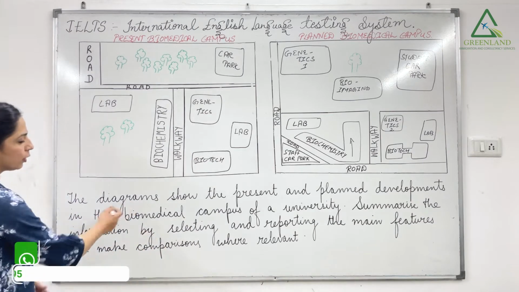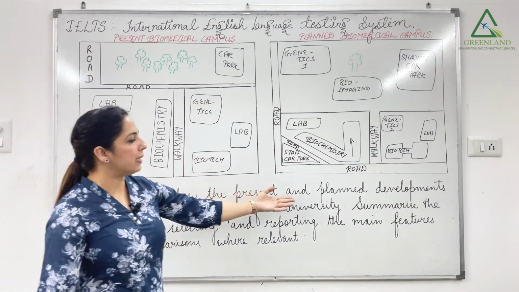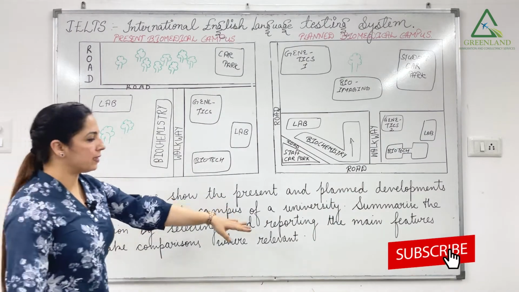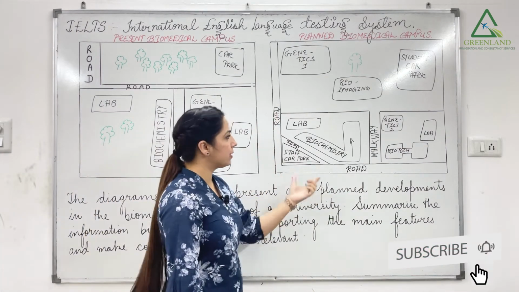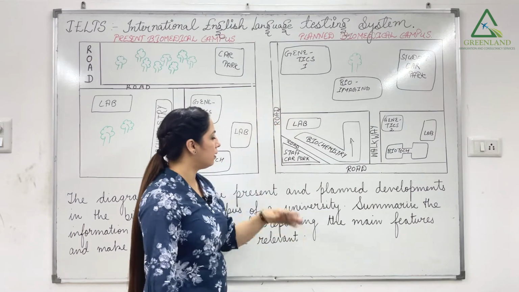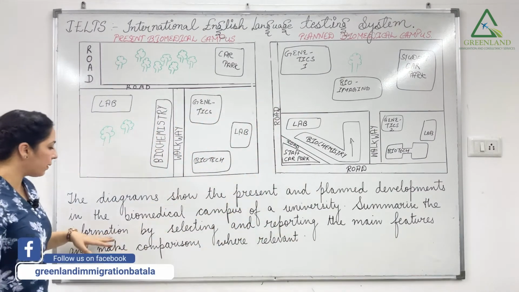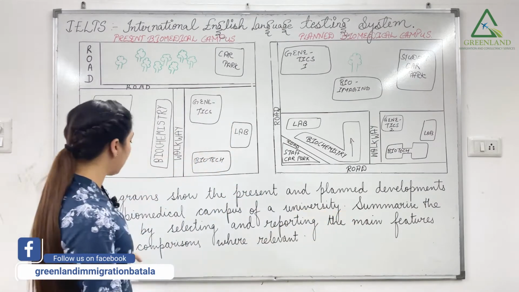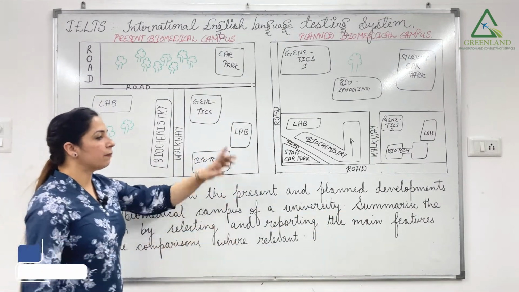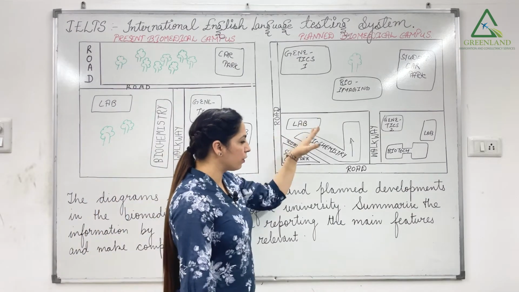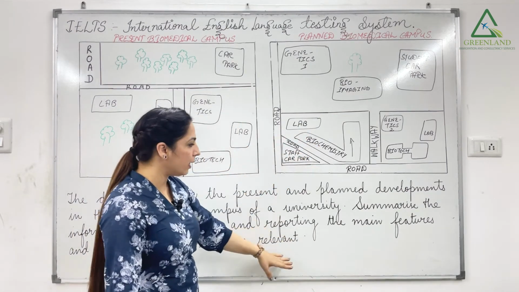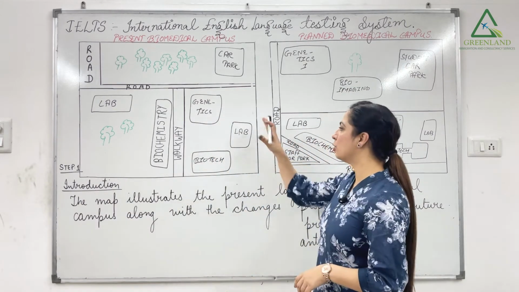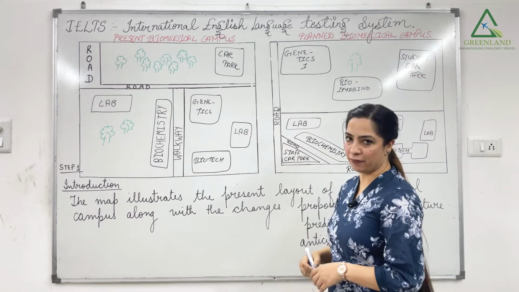Okay. So the question is, the diagrams show the present and planned developments of the biomedical campus of a university. This is one of the campuses in a university. This is the diagram, planning this year. So we have to summarize the information by selecting and reporting the main features and make comparisons where relevant. In the previous videos, I have told everything about the rules and the paragraphs which we are supposed to write. Those who have not yet watched the videos, please do watch the previous videos, if you want this video to be helpful to you.